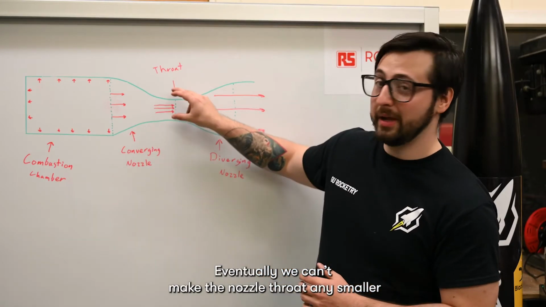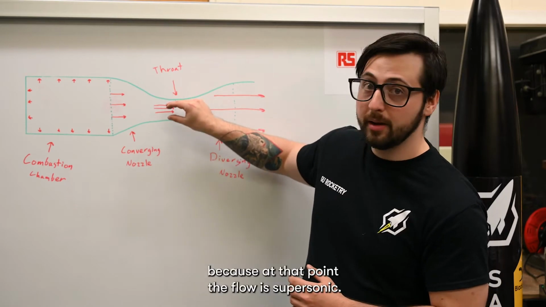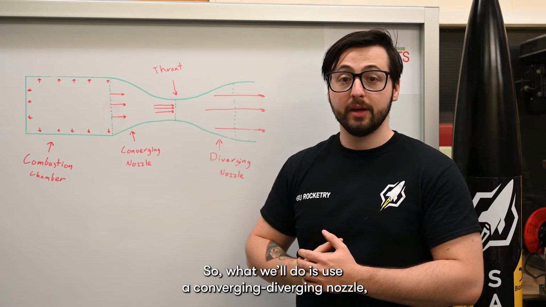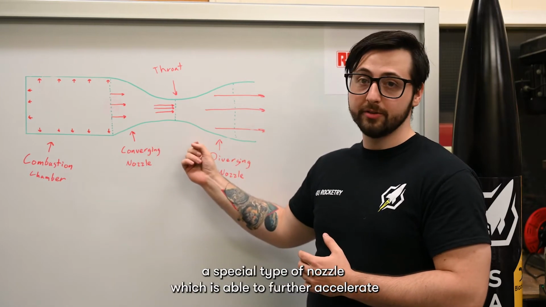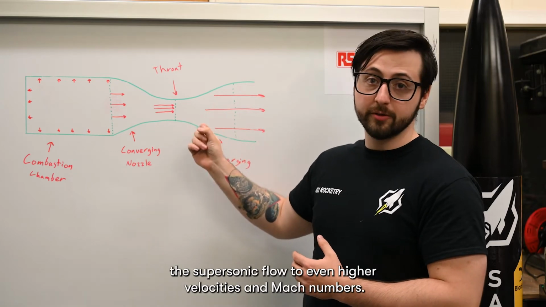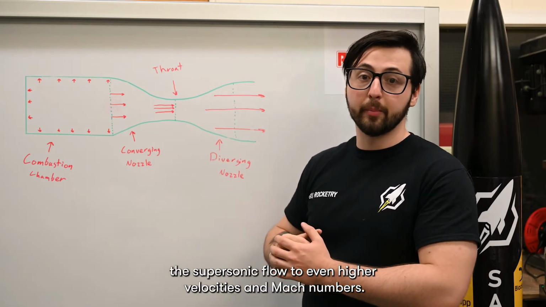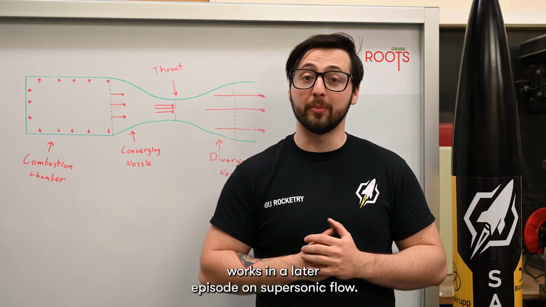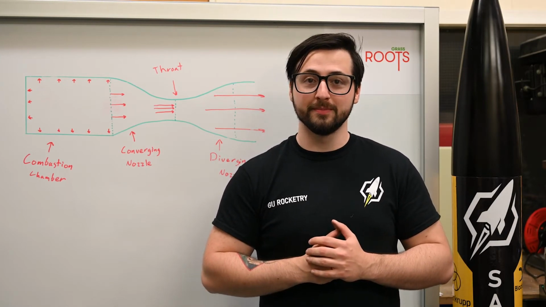Eventually, you can't make the nozzle throat any smaller because at that point the flow is supersonic. So what we'll do is use a converging diverging nozzle, a special type of nozzle which is able to further accelerate supersonic flow to even higher velocities and Mach numbers. And we'll explain how that works in a later episode on supersonic flow.